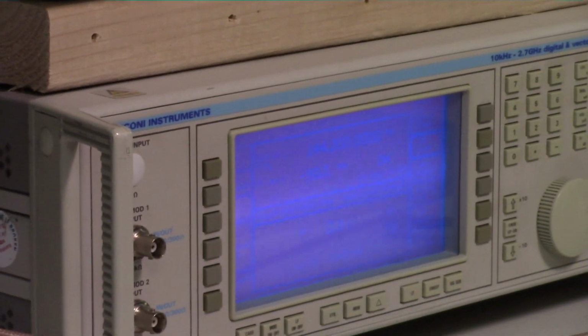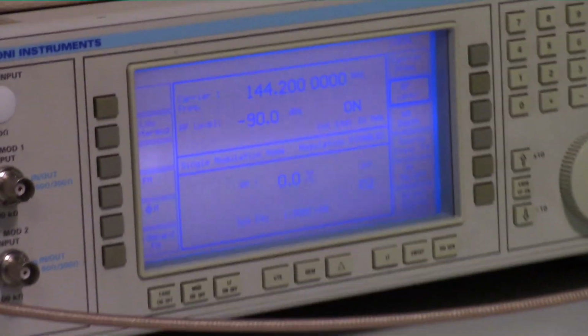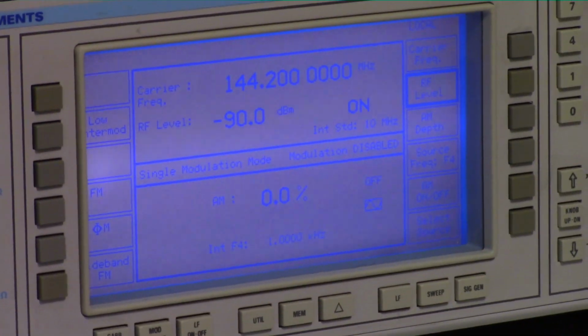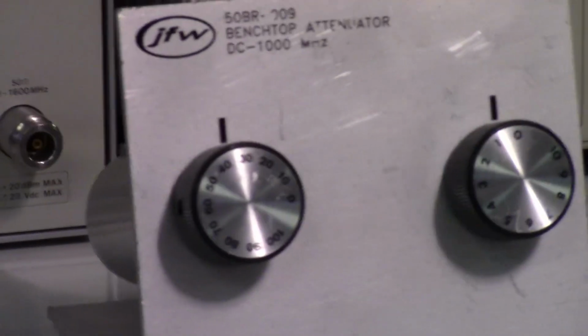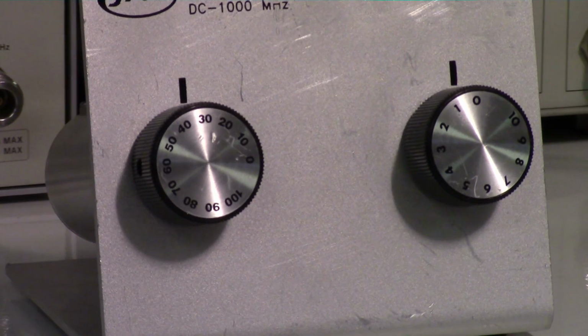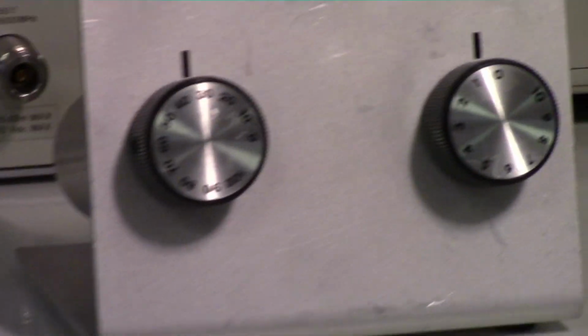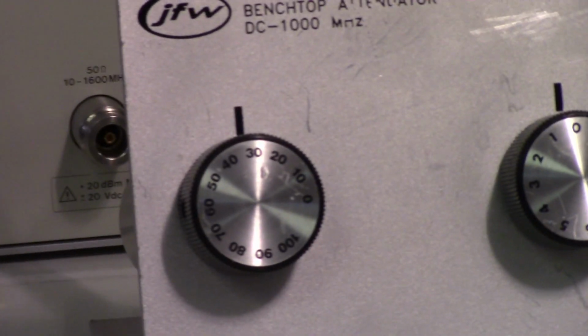So right now I've got a small signal. We've got the Marconi set to minus 90 dBm. Currently have about 30 dB of attenuator coming in. We've got an additional dB of loss from all the cable length here.